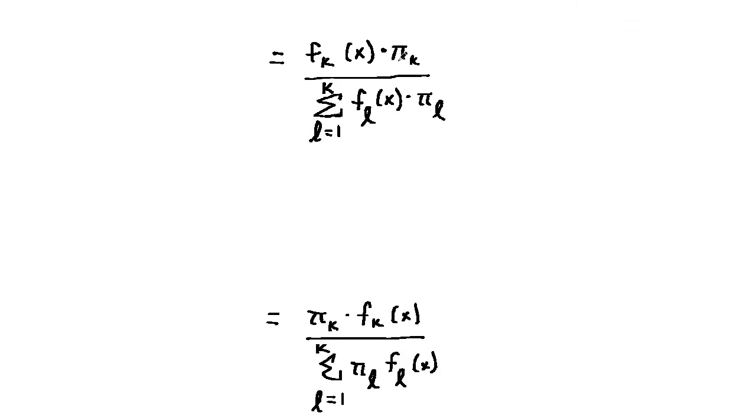Okay, here we just switch these around. So here I have pi k and then f k of x. Same thing in the bottom. I just switch the two terms.